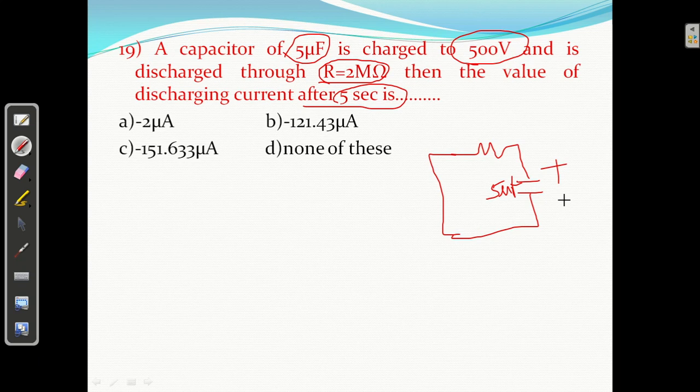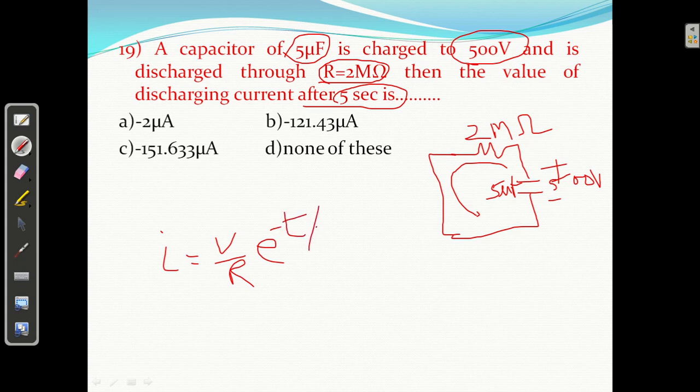It is already charged, at what voltage? It is charged up to 500 volt, and we are discharging through 2 mega ohm. We are discharging, so current will flow in this way. What is the expression of current? Whether you are charging or discharging, current I equal to V by R, that is the initial current, e raised to minus t by tau. Current will be decreasing. So this is the expression of current.